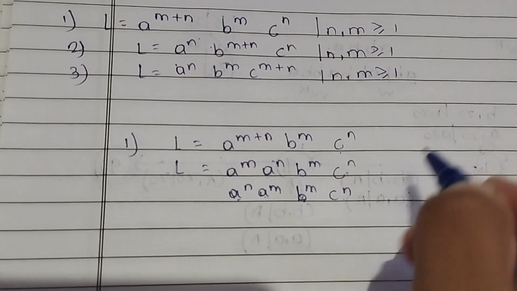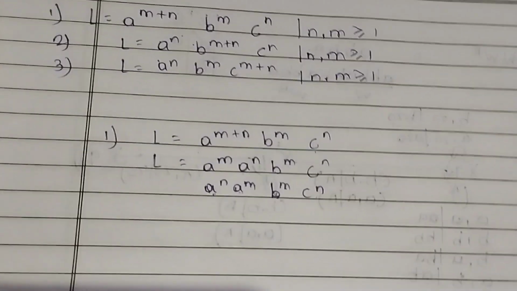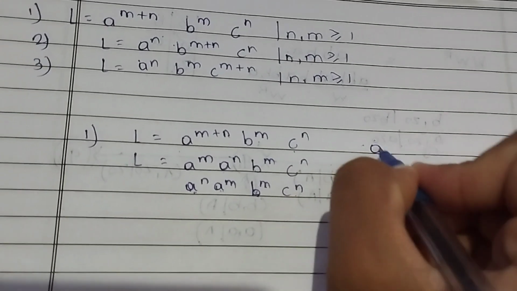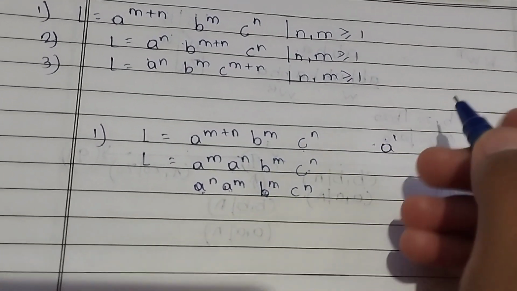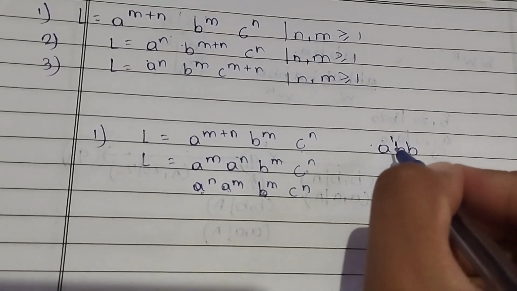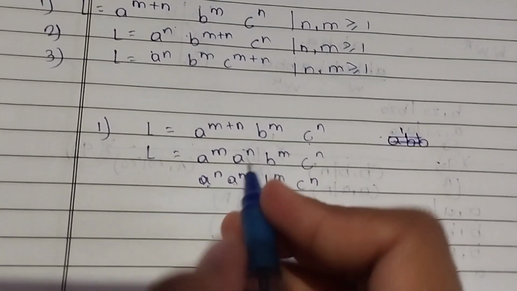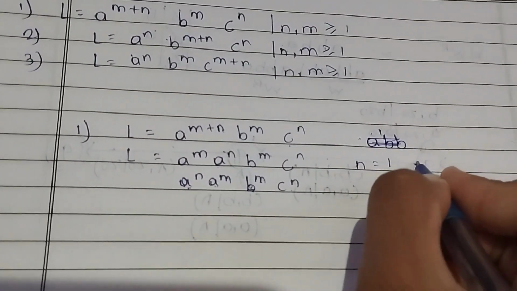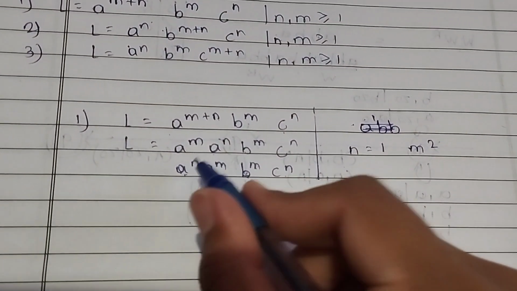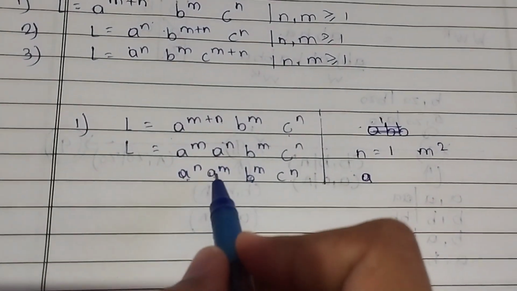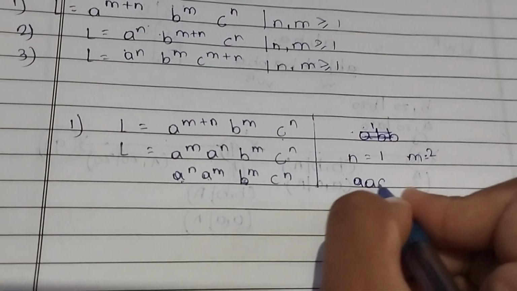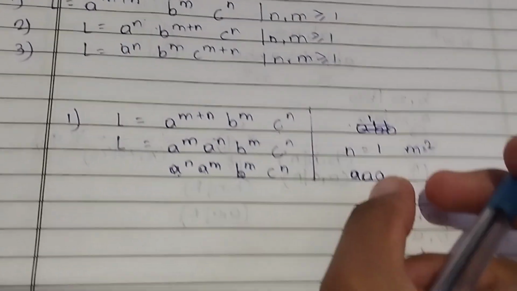So I hope you all get the idea. If not, then we consider one example. So A raised to m, let's suppose n is 1. So A raised to 1 and m is equal to 2. First we consider A now. Here n is equal to 1 and m is equal to 2. So A raised to n means A, then A raised to m, where m is equal to 2, so A raised to 2 means AA.